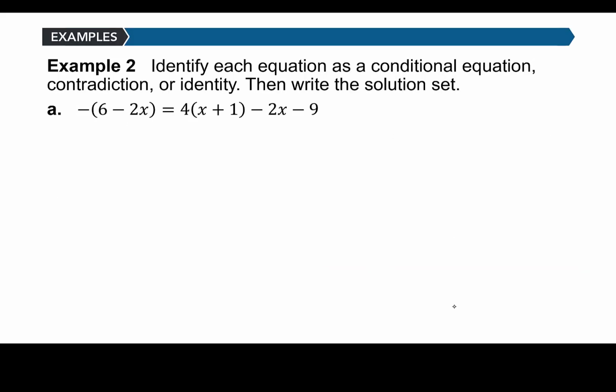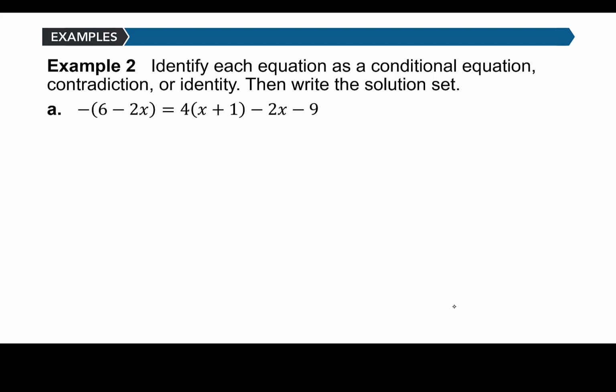So I'll go through a few examples for us to identify each equation as conditional, a contradiction, or identity, and then write the solution set. From the onset, you can't tell which case you're in, so you need to just go through and solve them as we've done before. Simplify each side, try to collect the variable terms to one side and the constants to the other.